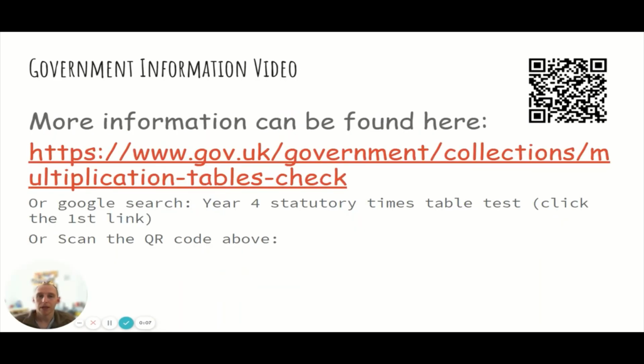So finally, if you'd like some extra information about the statutory test itself, visit that government website that is on the screen now. Alternatively, you can just search Year 4 Statutory Times Table test and click the first link, and it will take you to that website. Or if you pause the video, you'll be able to scan that QR code, which will direct you there. And the video is embedded further down the web page.